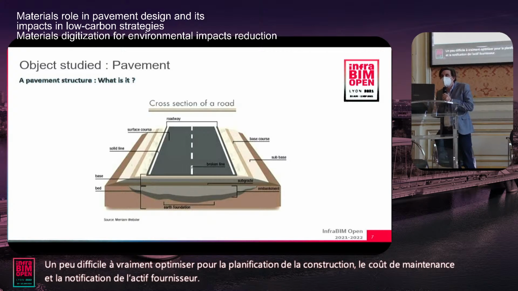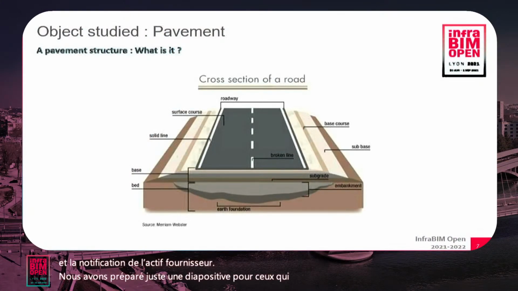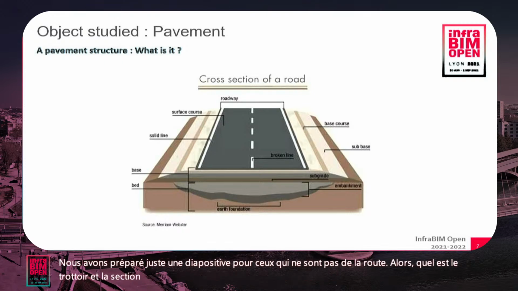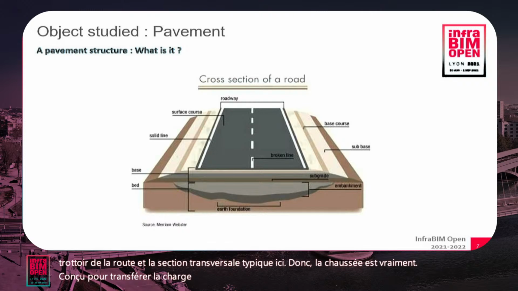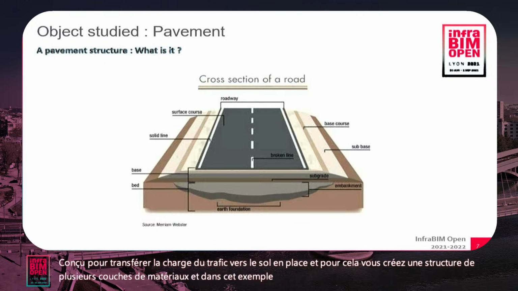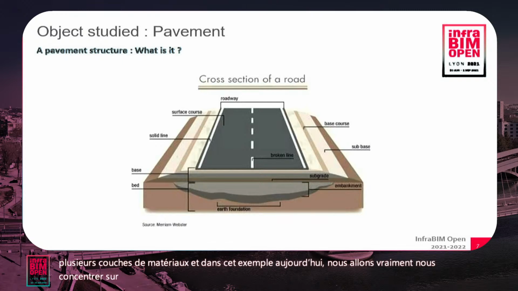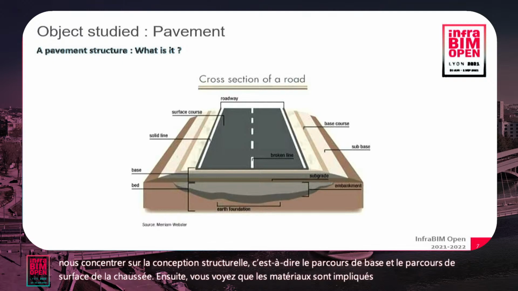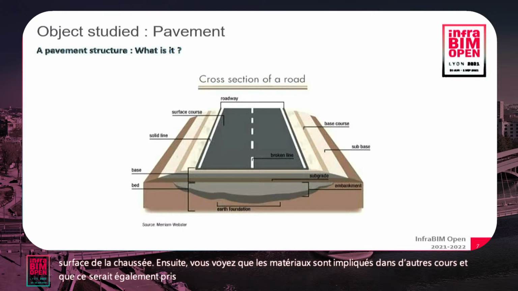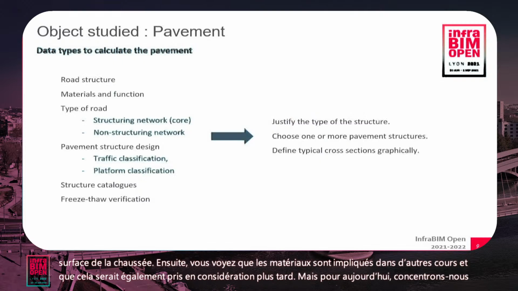We've prepared just a slide for those who are not from the road. So what's a road pavement and the typical cross-section here. The pavement is really made to transfer the load from the traffic to the soil in place, and for that you create a structure of multiple layers of materials. And in this example today, we will really focus on the structural design, meaning base course and surface course of the pavement. Then you see that materials are involved in other courses, and that would also be taken into consideration later. But for today, let's focus on the structural pavement itself.